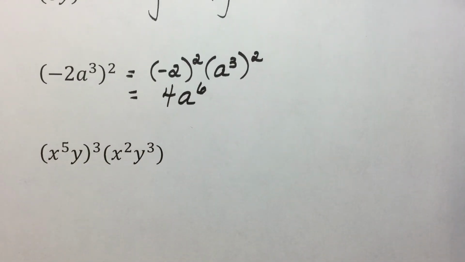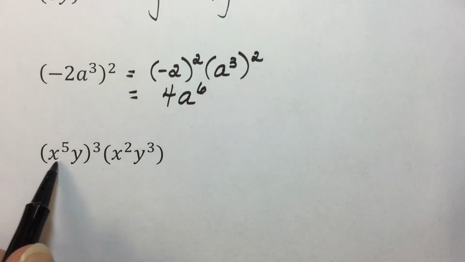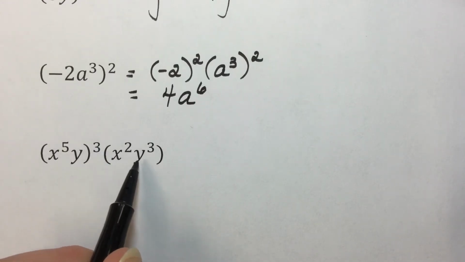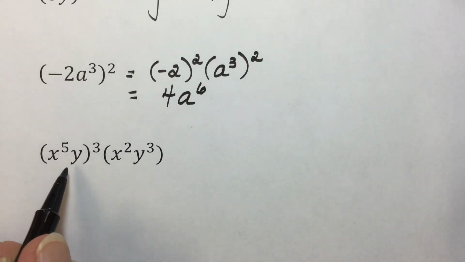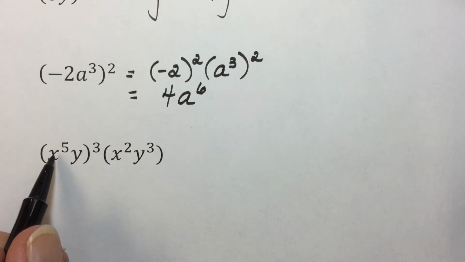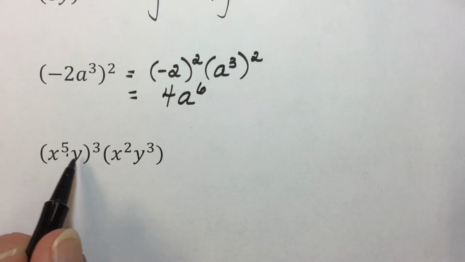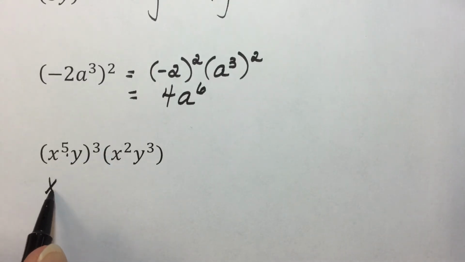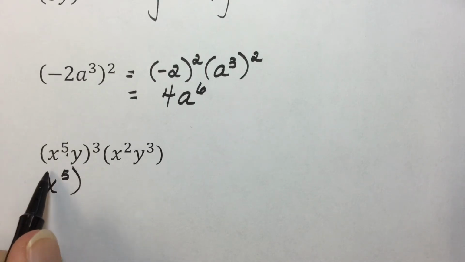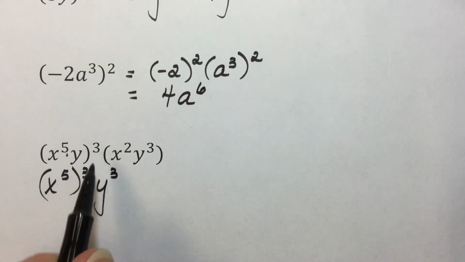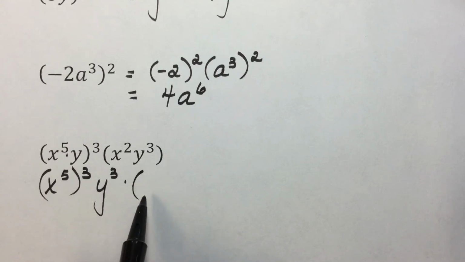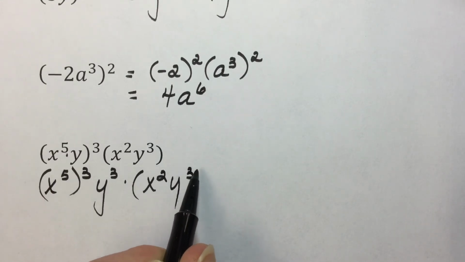Taking a look at this next expression and considering order of operations, we have a product raised to a power times a product. The exponent will take the priority following the order of operations. And in this case, we have an application of a product raised to a power. Each of these factors, of which there are 2, will be raised to the 3rd power. So we have x to the 5th power raised to the 3rd power. The second factor, which is y, is raised to the 3rd power, and then it's being multiplied by the quantity x to the 2nd, y to the 3rd.